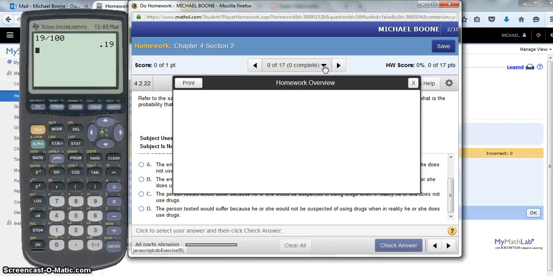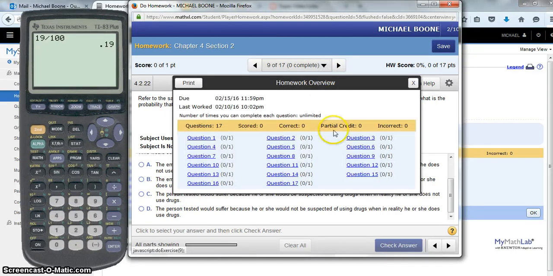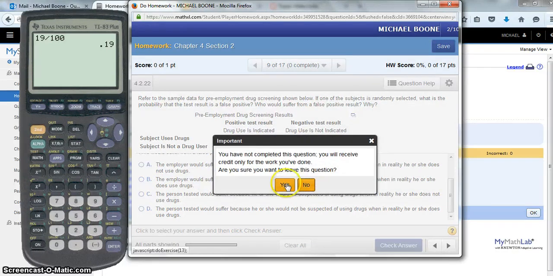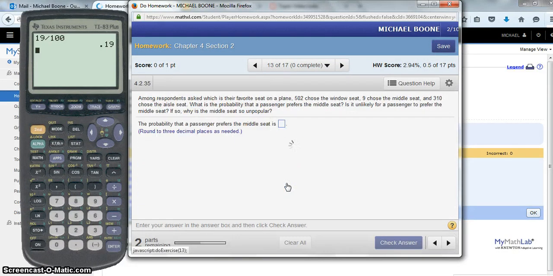Another one I want to look at is number 13. Among respondents asked which is their favorite seat on a plane, 502 chose the window, 9 chose the middle, and 310 chose the aisle. What is the probability that a passenger prefers the middle seat? Well, the number of successes in this case would be the middle seat, 9, over the total possible different seats or people that picked. So 9 people chose out of everyone.